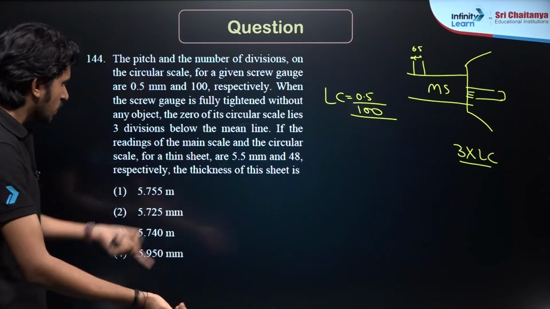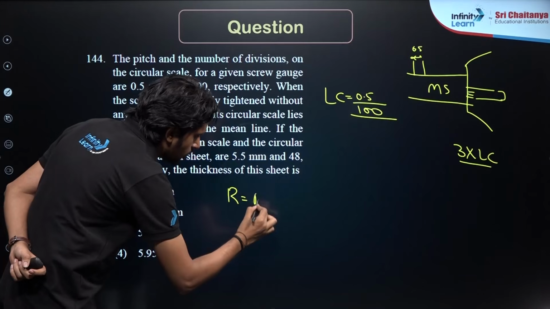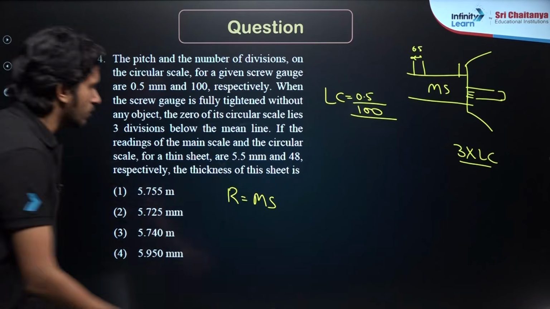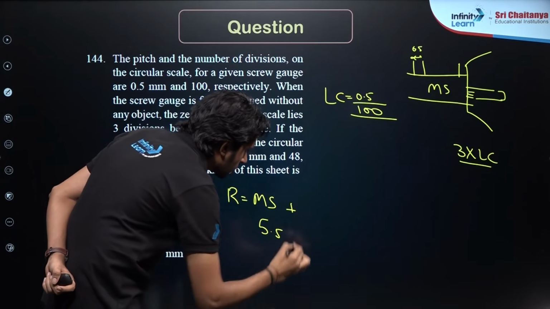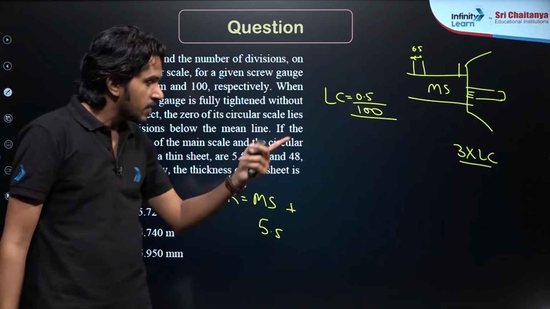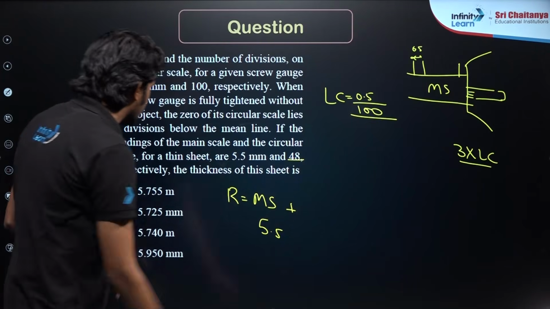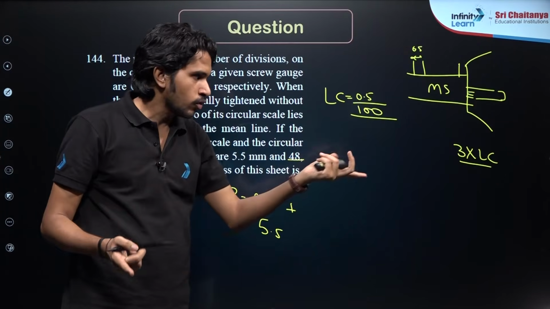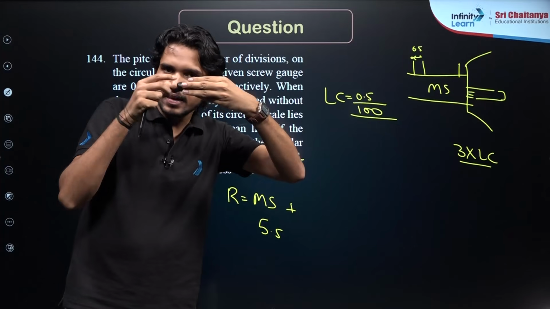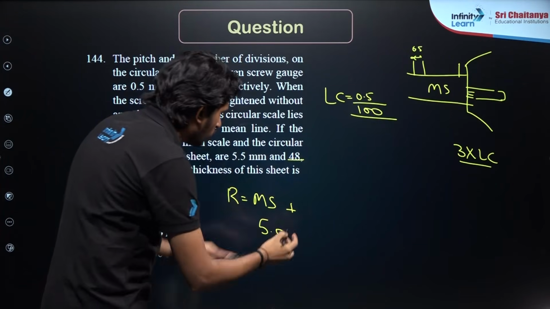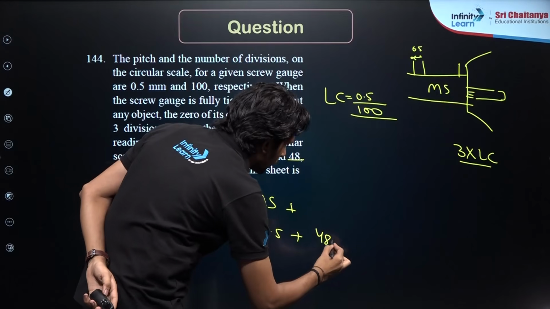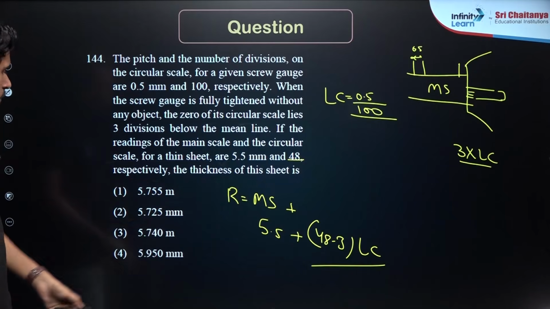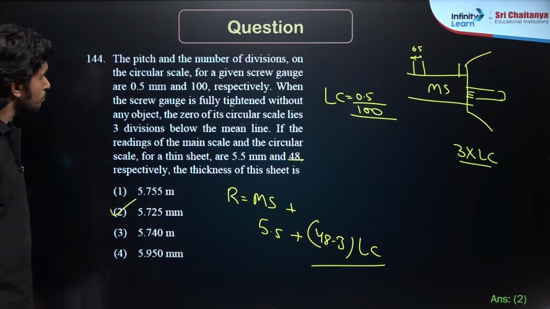Simple. Now what is the reading finally? We know reading is the main scale reading over here. So what is the main scale reading? That is 5.5 plus the reading of the circular scale, 48 into LC, and we will subtract that 3 LC in the end, because it was showing that without putting any object. So here I can write 5.5 plus 48 minus 3 LC. Now do it. Do your own, simple problem. So what is the answer? Answer is option number 2.